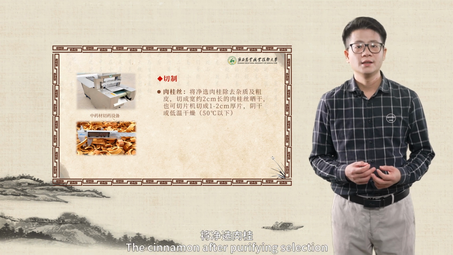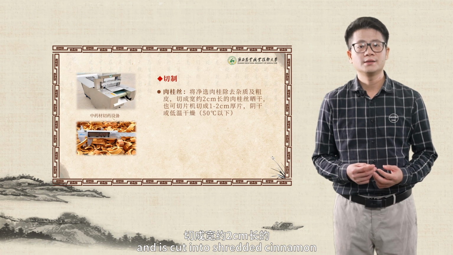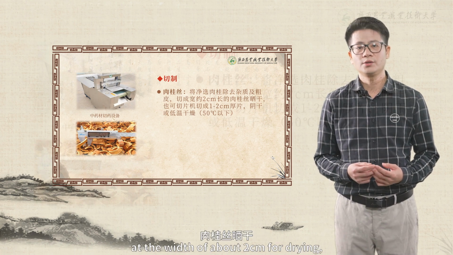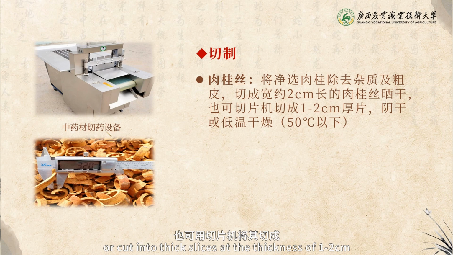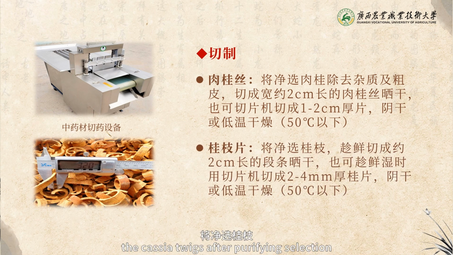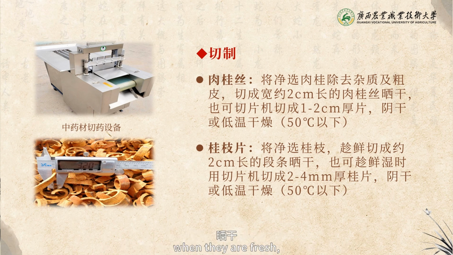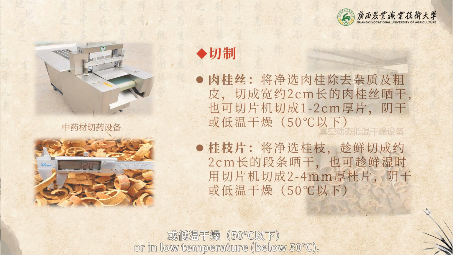The cinnamon after purifying selection is gotten rid of the impurities in coarse bark, and is cut into shredded cinnamon at the width of about 2 centimeters for drying, or cut into thick slices at the thickness of 1 to 2 centimeters by a slicer, for drying in the shade or under low temperature, below 50 degrees Celsius. Cassia twig slice. The cassia twigs after purifying selection are cut into segments at the length of about 2 centimeters when they are fresh, or cut into thick slices at the thickness of 2 to 4 millimeters with a slicer when they are fresh and wet, for drying in the shade or in low temperature, below 50 degrees Celsius.